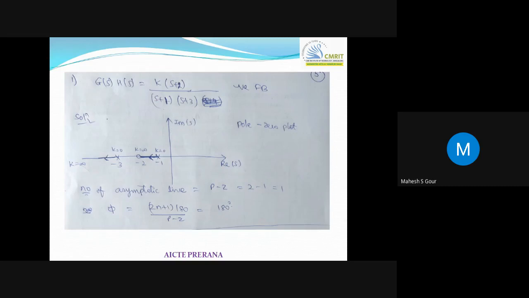Okay. That is g of s into h of s is equal to k into s plus 2 divided by s plus 1 into s plus 3. And negative unity feedback is given. It means h of s is equal to 1. Now, you can draw the root locus.